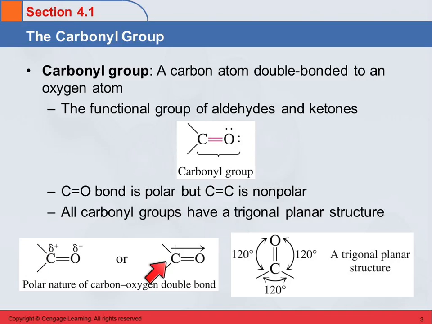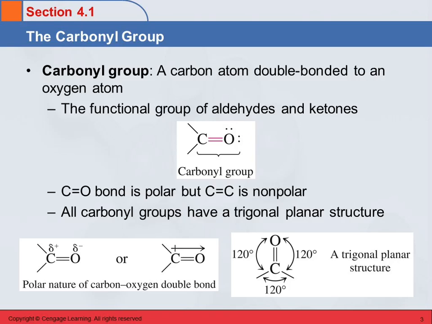Another way that we indicate this is with this arrow. It points to where the electrons are going, and there's a little plus sign on the positive end. So carbon-oxygen double bonds are polar, but carbon-carbon double bonds, obviously, are nonpolar, because two carbon atoms are the same, and they're not going to have different attraction for the electrons.